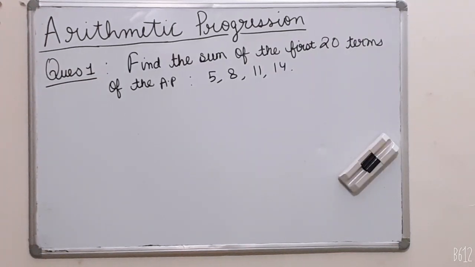So let's do one question on this topic, then we'll move to another topic. Here the question says, find the sum of the first 20 terms of the AP 5, 8, 11, 14 and so on. I forgot to put the dots. So let's find the sum of the first 20 terms. We will use the same formula which I told you previously in this video.